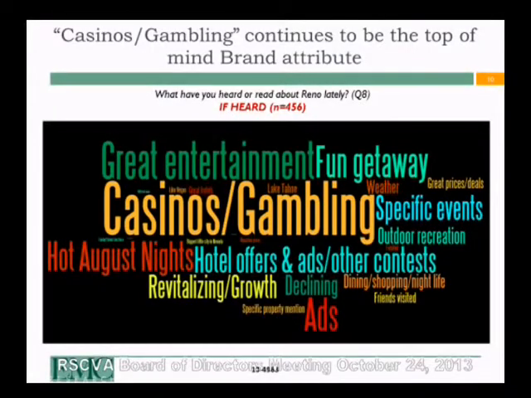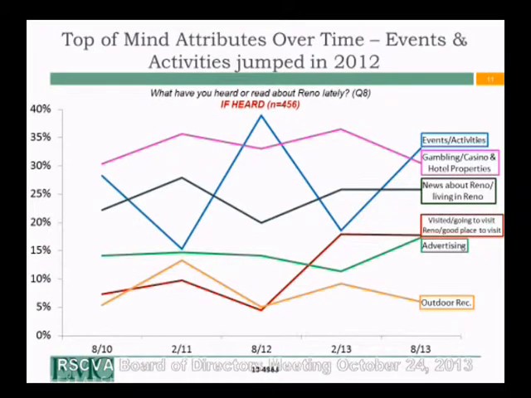Then we asked an open-ended question: what have you heard or read about Reno lately? These are the open-ended responses. Casinos and gambling continue to be the top response, but we also see great entertainment, a fun getaway, events. Hot August Nights came up very high in this survey. Hotel offers, other contests, revitalizing growth, specific events, things like that came up very strong. And I know this is a bit of a crazy chart here, but we tried to group some of these responses so that we could see some trends over time.